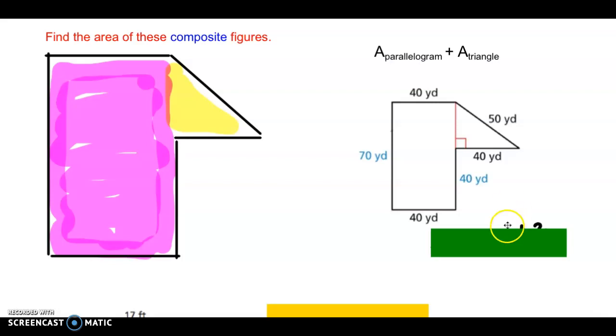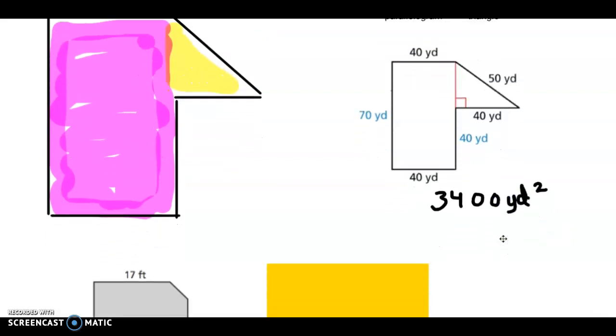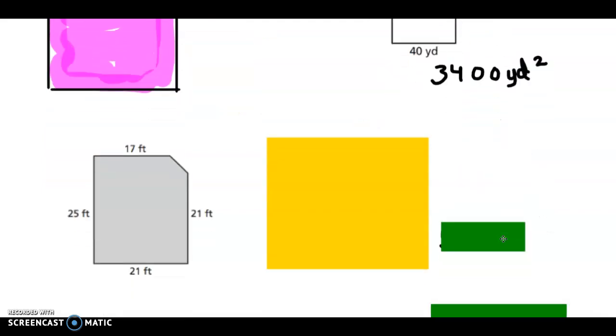And now that you're back, here is the answer, and you'll watch a video on this in just a second, so you'll see the details of this. Here's another figure that is not just a rectangle or just a triangle. It's actually a parallelogram, or rectangle here, with a bite out of it, and that bite happens to be in the shape of a triangle.